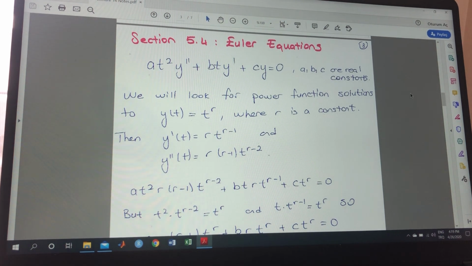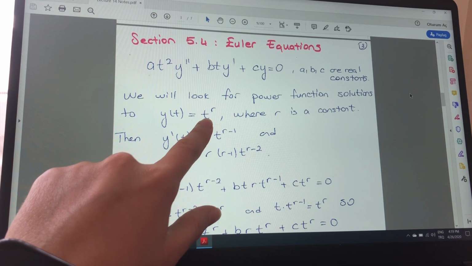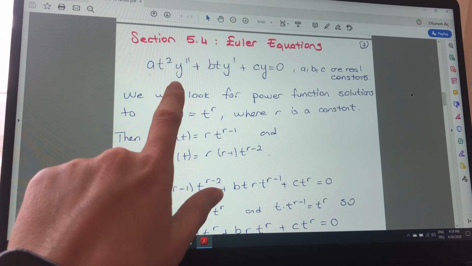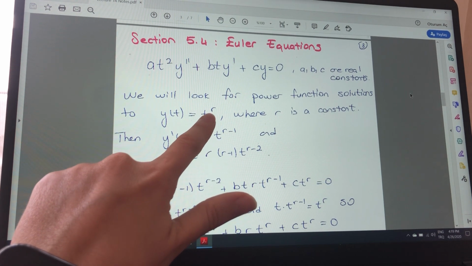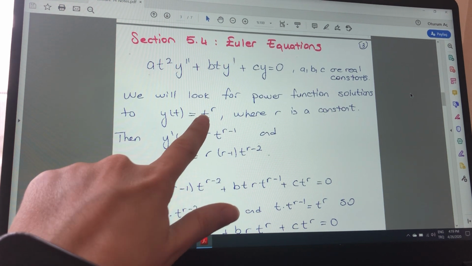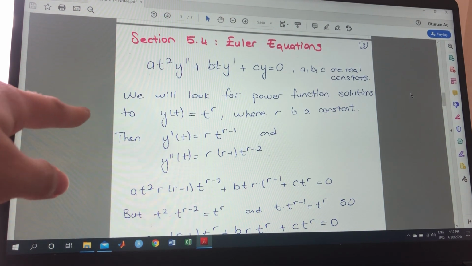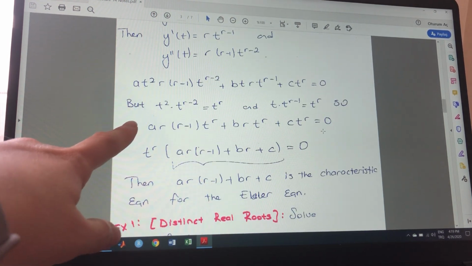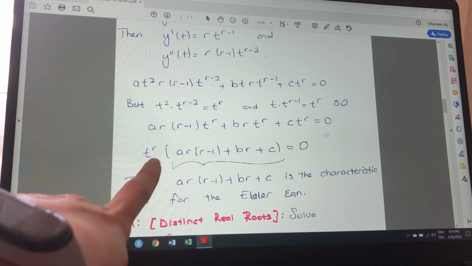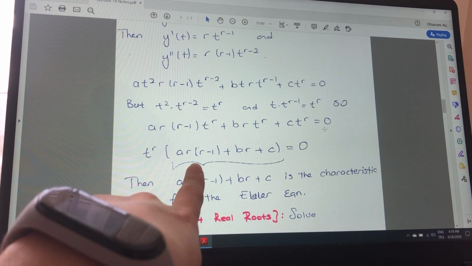And in this one, instead of looking for the exponential solution, we will be looking for the power function solution. You know that for constant coefficient differential equations, we look for e^(rt) kind of solutions. But this time we will be looking for a t^r power function solution, okay? If that's the solution, I can take the first and second derivatives and plug them into my differential equation, and just as we did for the exponential solution, if you simplify and take the t^r out, you will have the characteristic equation for Euler's equation.